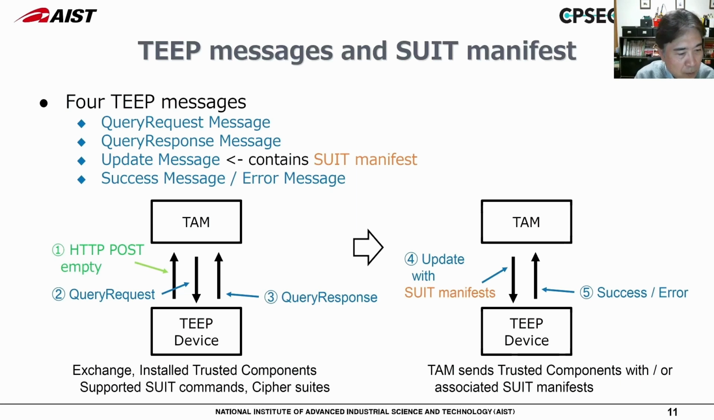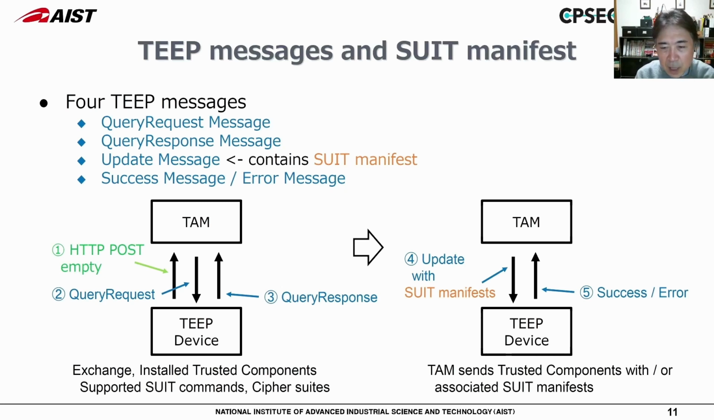The reason the first HTTP POST is sent from the TEEP device to the TAM is to make the TAM and TEEP device reachable to each other. It's much easier to initiate the connection from the device side, because oftentimes the TEEP device is underneath a NAT or firewall, so initiating access to the TEEP device from the outside, from the TAM, is a bit difficult. So this makes it more implementation friendly. But right now we're using HTTP POST from the TEEP device.